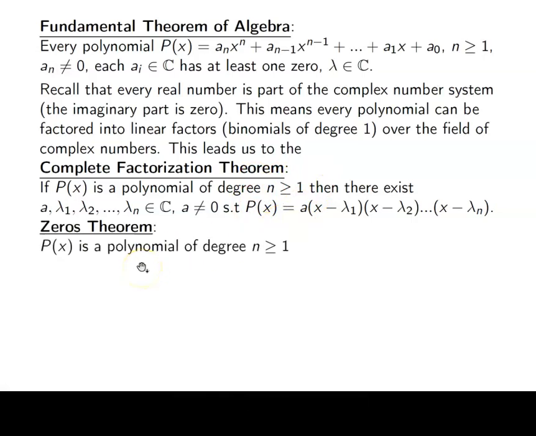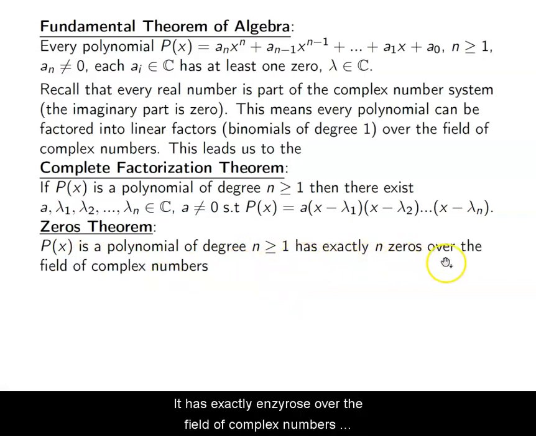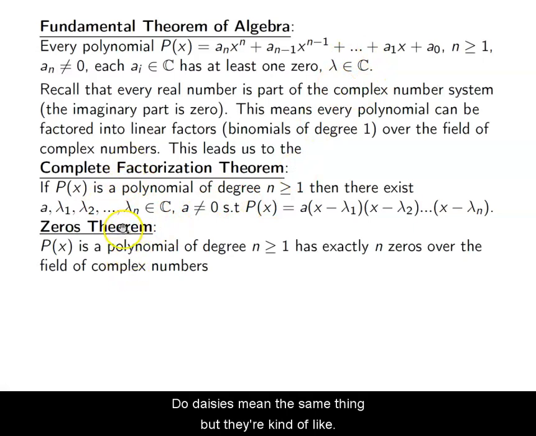So, zeros theorem. If our polynomial is an nth degree polynomial where it's degree 1 or higher, so again, as long as we're having a linear function or quadratic or cubic or anything higher than a linear included, it has exactly n zeros over the field of complex numbers. So again, the complete factorization theorem and the zeros theorem is basically saying the same thing. The only difference is that this is talking about the zeros and this is talking about the ability to factor a polynomial over the field of complex values. Okay, so these mean the same thing, but they're kind of like two different parts of the same thing, right?